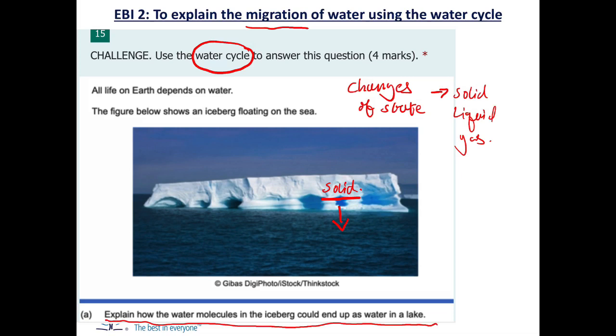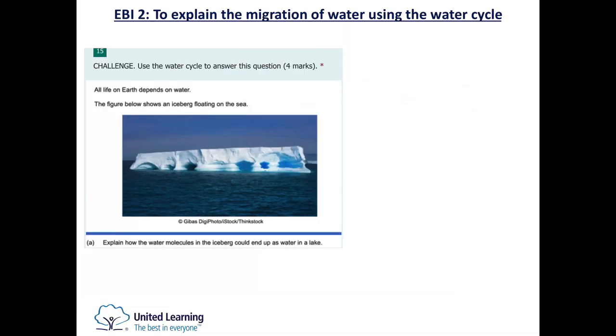So this iceberg is a solid, and somehow it needs to end up in a lake. So it can end up going into the ocean, but it could also end up going into a lake. And how is that going to happen? Well, we need to think about the water cycle in this case. So I'm going to show you a couple of answers that we've got, and this was a bit of a challenging question, so I don't think anyone got full marks in their answers. So here's some of the answers that I've got. The water cycle was to keep reproducing.